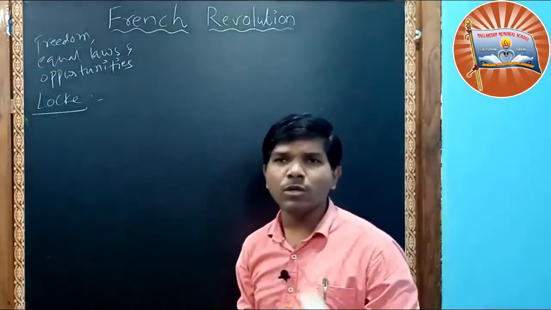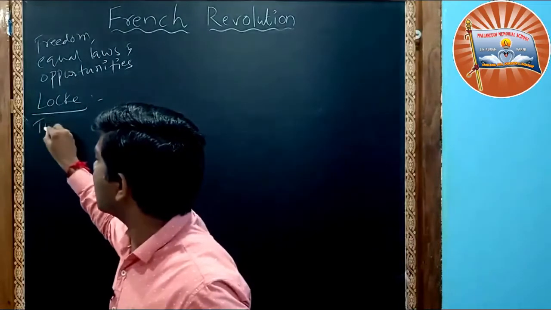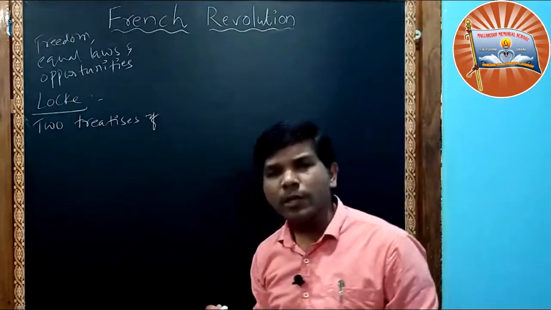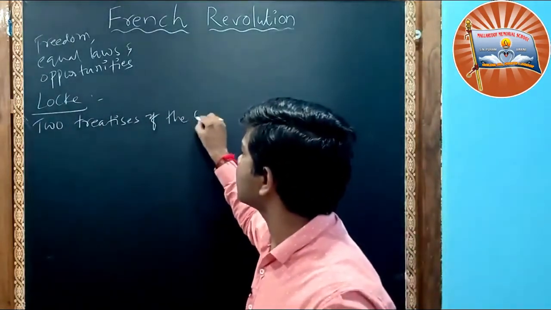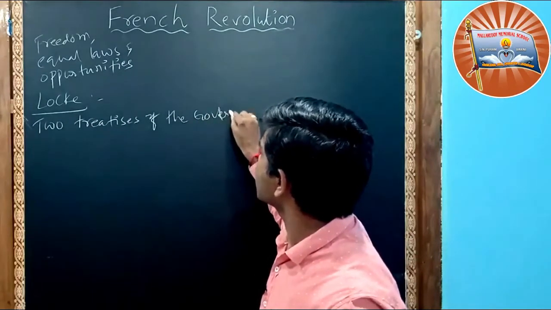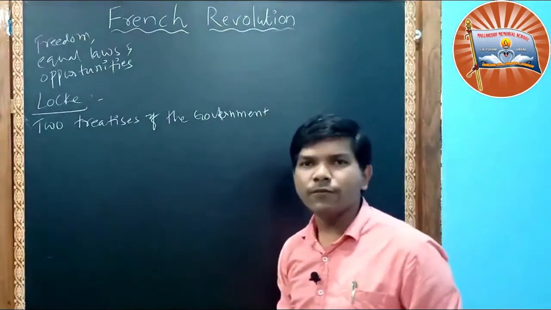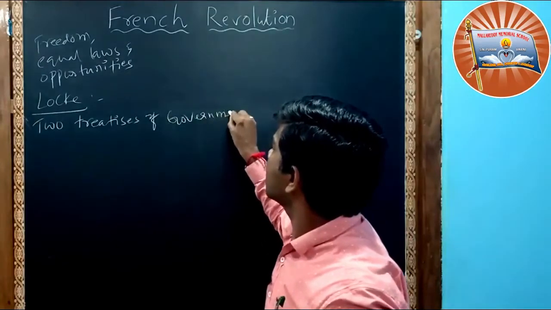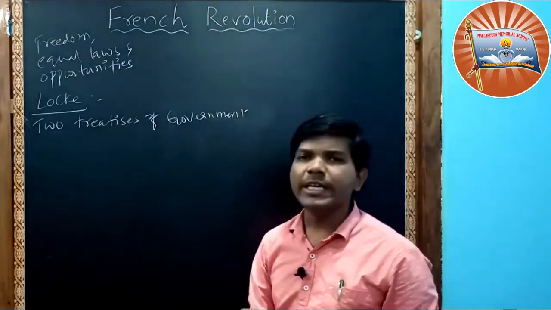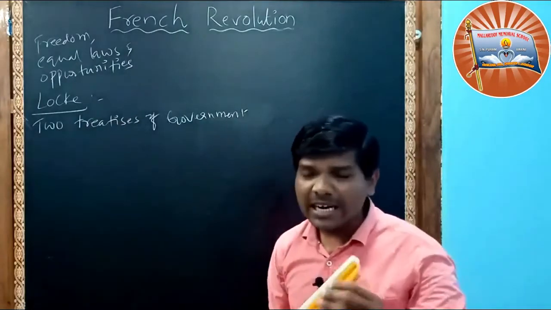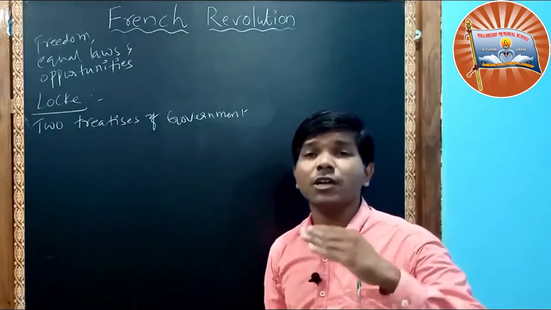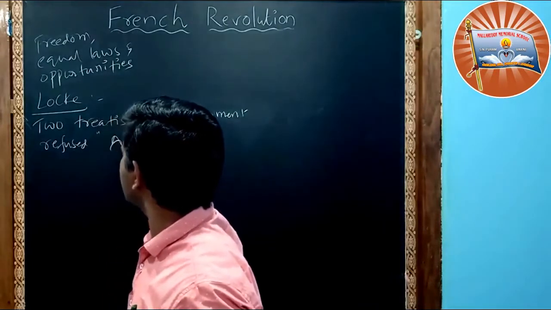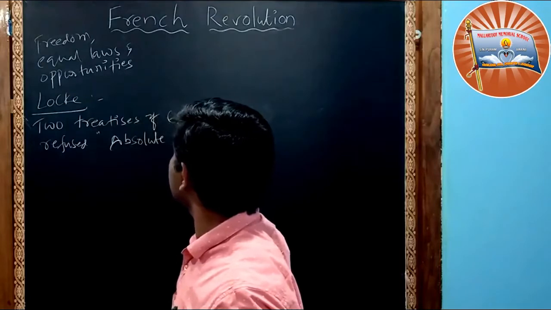Let's see what John Locke advocated. John Locke wrote a famous book called Two Treatises of Government. In his book, he clearly refused absolute right. Sir, what is absolute right, sir?